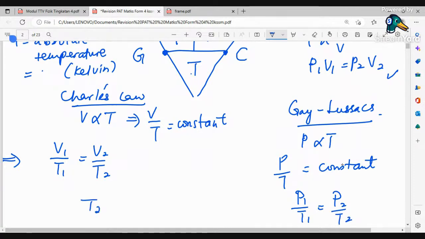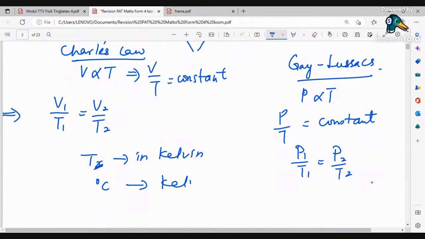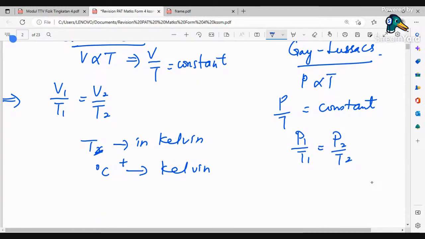Same thing, temperature T in Kelvin. The unit is very important. For example, if you want to convert degree Celsius to Kelvin, what should you do? You just add 273. If you want the reverse process, Kelvin to degree Celsius, you minus 273. So in this formula you must use Kelvin. Maksudnya kena tukar ke Kelvin, tak boleh degree Celsius.